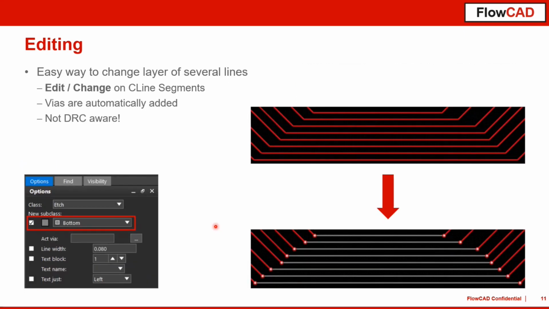Also, another nice editing feature is edit change. There you can change different things, for example, line widths, for example, the text block and so on. And also what is really powerful is changing the subclass. So you can very easily, with just one mouse button click more or less, put a bunch of connect lines to a different subclass. And what is really the nice feature there, the vias are also added automatically. A drawback here a little bit is it is not DRC aware. So you can easily also generate DRCs inside of your design. But overall, this is really a nice feature here.